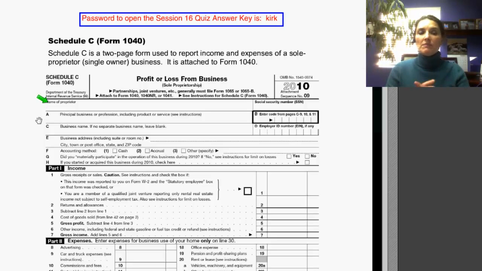And that means if both spouses run a business together, they have two choices. One is they can file a partnership return, or the other is they can split the income and expenses between them and they each file their own Schedule Cs. So we're going to take a look at Schedule C for the next bit of today's class.